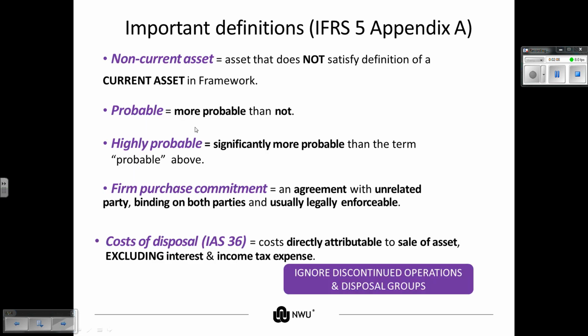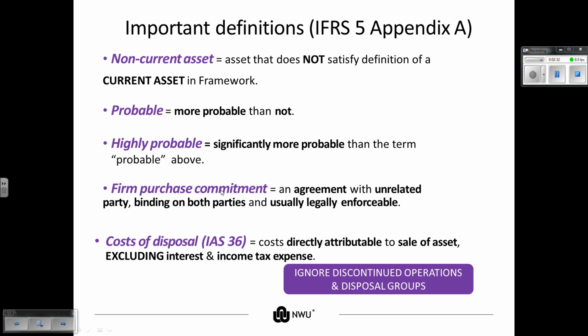Let's look at definitions that you can find in Appendix A. Non-current asset: an asset that does not satisfy the definition of a current asset. That is pretty straightforward. Probable is more probable than not. Highly probable will be significantly more probable than the term probable.